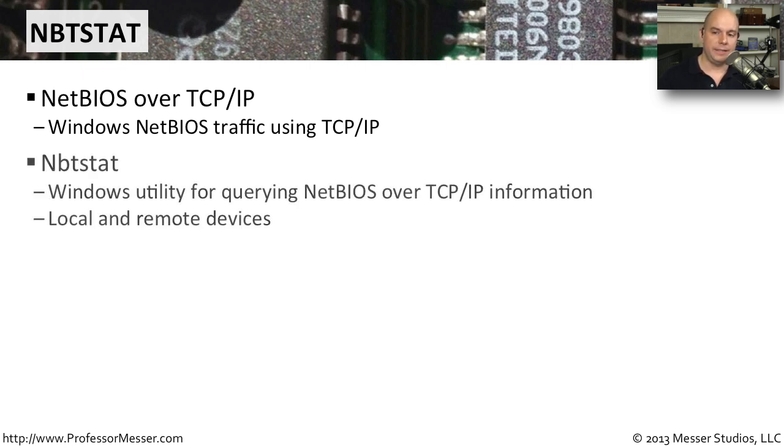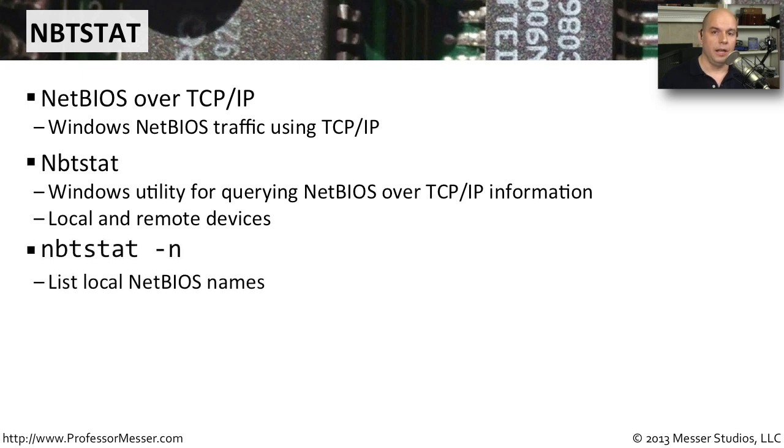We can use nbtstat to query devices using that Windows NetBIOS language to determine how it might be configured to do Windows networking. We can not only look at our local device, but we can query other devices that might be located across the network. Let's look at a few of these commands. We'll perform an nbtstat -n that will list out all of the local names that we have on our computer.